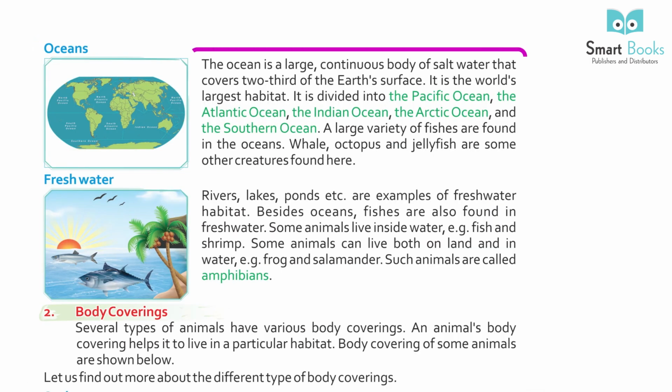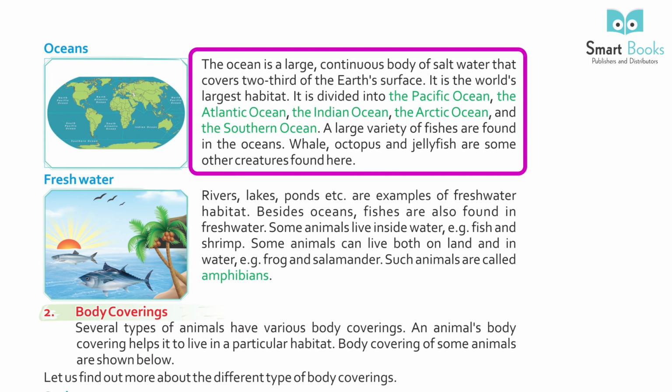Oceans. The ocean is a large continuous body of salt water that covers two-thirds of the Earth's surface. It is the world's largest habitat. It is divided into the Pacific Ocean, the Atlantic Ocean, the Indian Ocean, the Arctic Ocean and the Southern Ocean. A large variety of fishes are found in the oceans. Whales, octopuses and jellyfish are some other creatures found here.